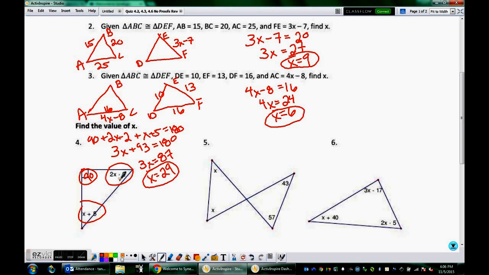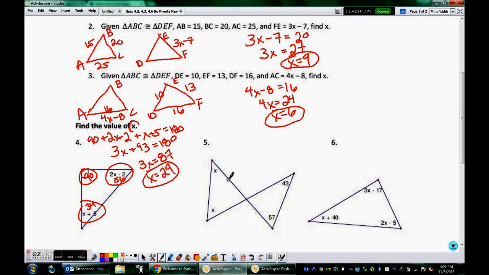If I wanted to check my work, which I again suggest, plug in your x here. So I would have 2 times 29, which is 58, minus 2 gets me to 56. Also, I've got 29 plus 5 gets me to 34. And if I wanted to check my work, add these three angles, and this should equal 180. I could have stopped at the x because that's all they wanted.